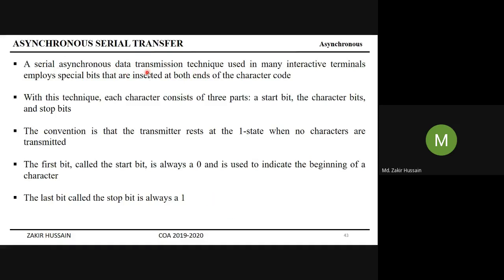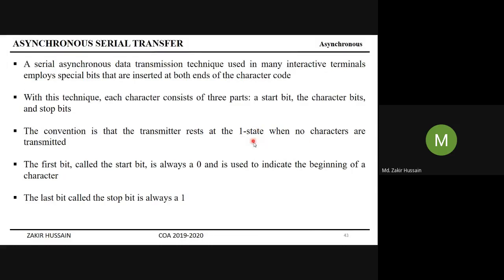A serial asynchronous data transmission technique used in many interactive terminals employs special bits that are inserted at both ends of the character code. The character code is the actual message that we are intending to transmit. With this technique, each character consists of three parts: the start bit, the character bits, which are the actual message bits, and the stop bit. The convention is that the transmitter rests at the one state.